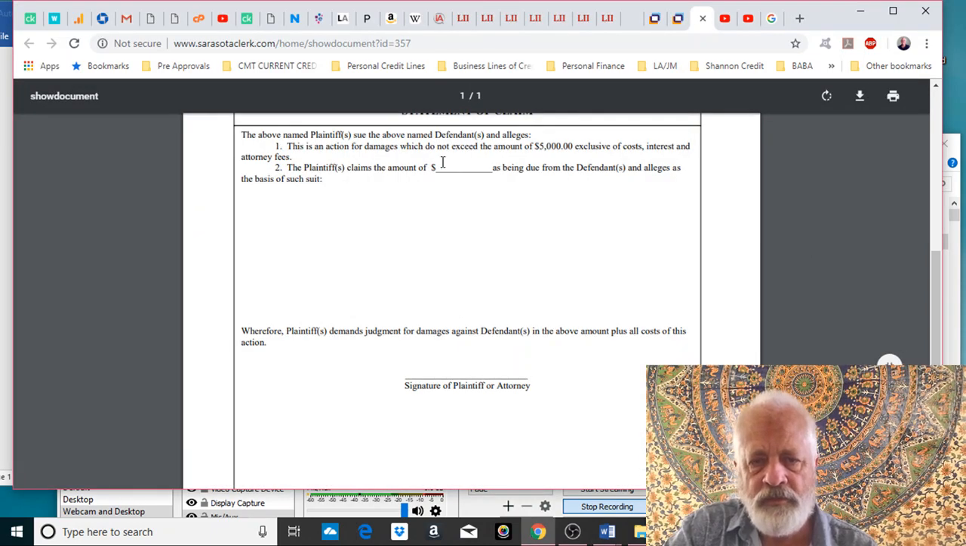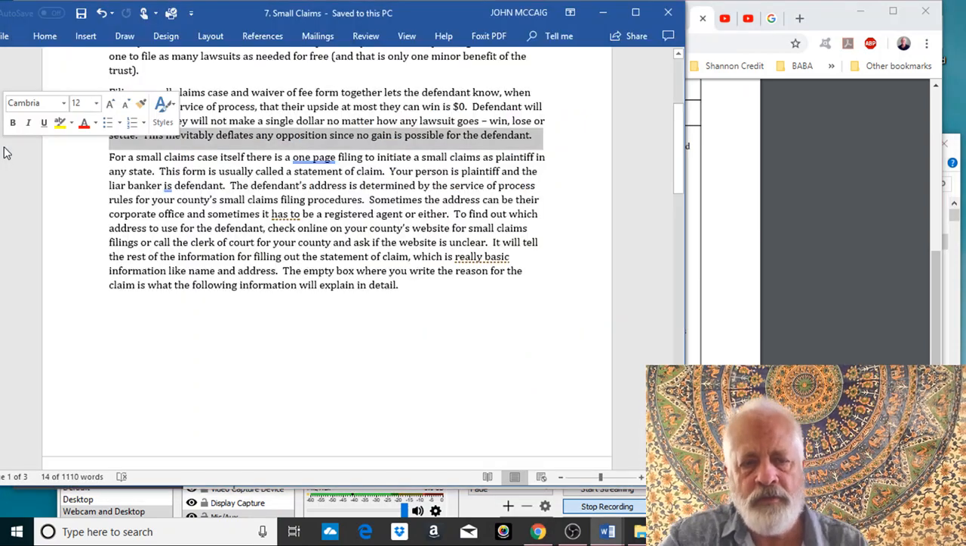See, most of this is just easy, right? And then you've got an amount and a box. So it's a super simple form to do small claims. That's what we're going to talk about next here.